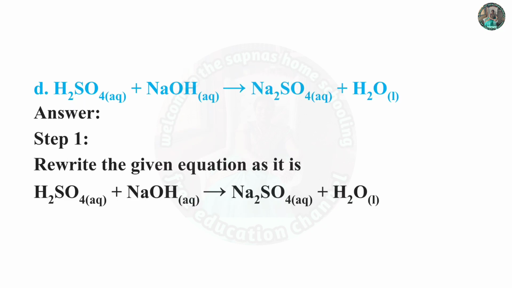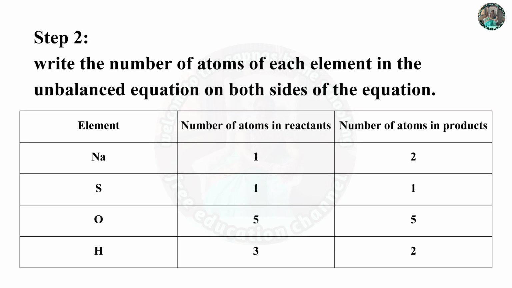H2SO4 plus NaOH is equal to Na2SO4 plus H2O. Answer. Step 1. Rewrite the given equation as it is. Step 2. Write the number of atoms of each element in the unbalanced equation on both sides of the equation. So here the elements are given to us. Here the numbers of atoms in the reactants are given. Here which one looks unbalanced? Na looks unbalanced, so we have to balance it.